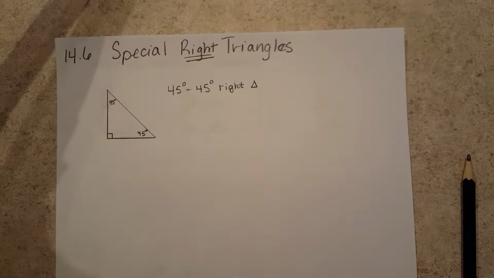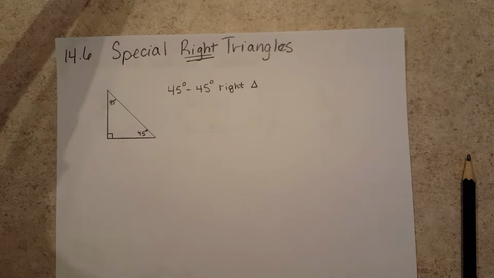Okay, 14.6, special right triangles. We're going to look at two very specific right triangles and how you can use the proportions given to you from the book to figure out the lengths of the sides of these special right triangles.